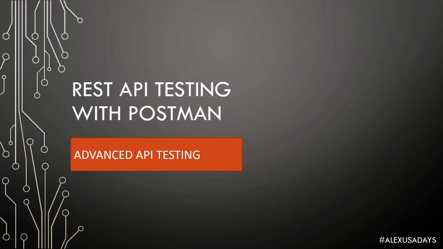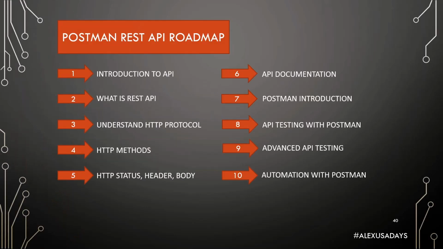Today we're going to look into advanced API testing. We're getting closer to being done with the whole program. After that, we're just going to dive into some automation using Postman, and that's it. You should be ready to start testing using Postman REST API.